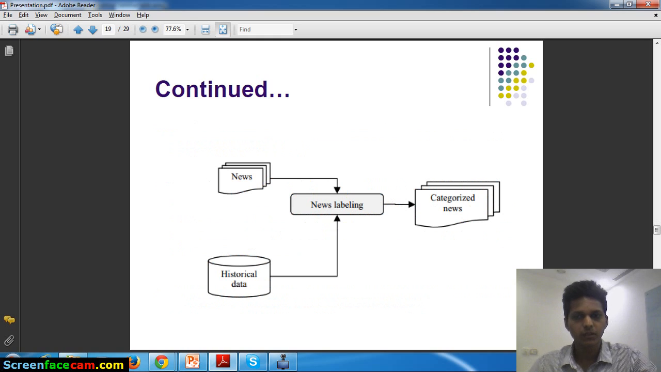Next we can see the diagram: we've got news, we've got historical data collected, and according to that some experts will label the news. The news after getting labeled is called categorized news, as you can observe.